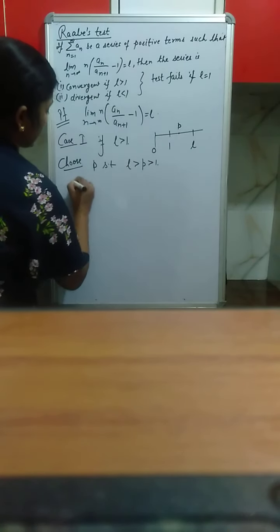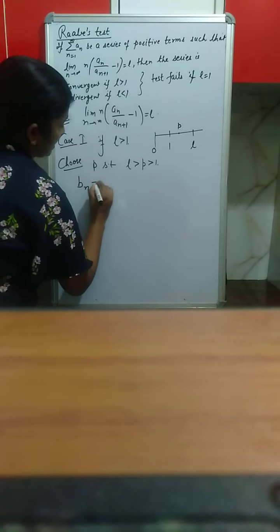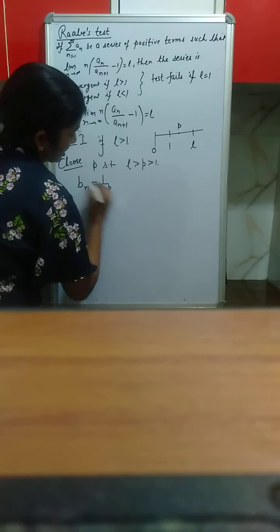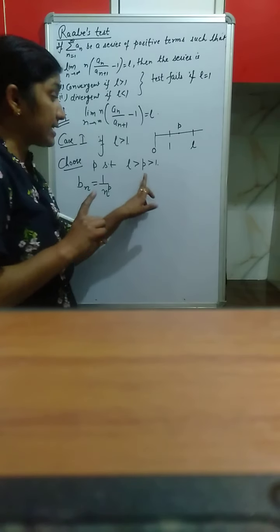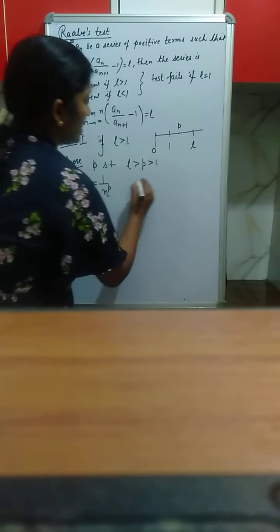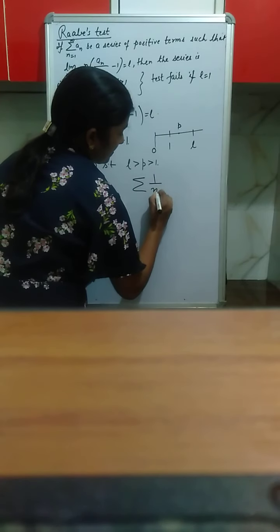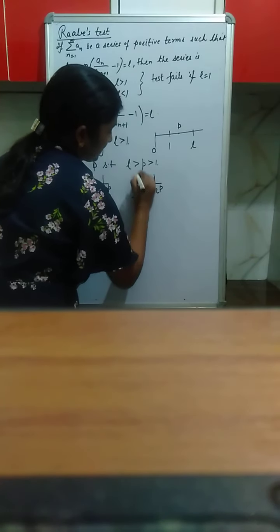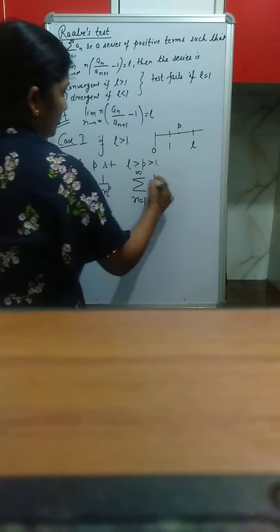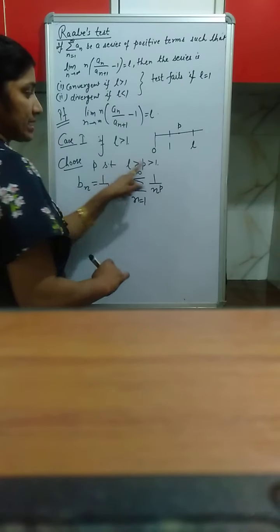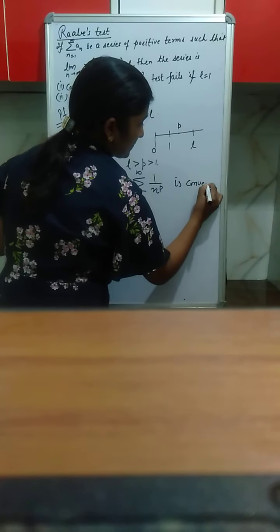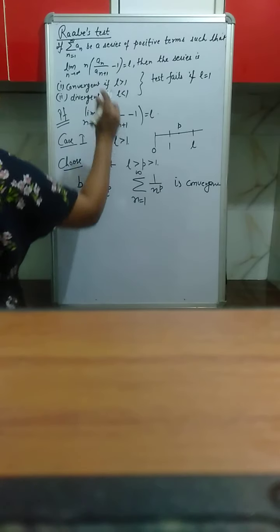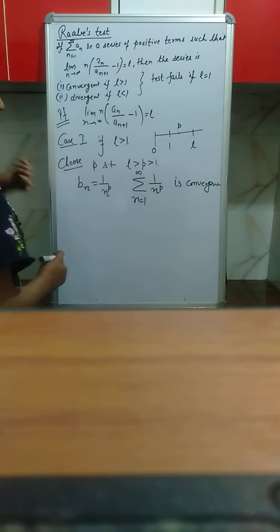Now we choose another series, summation B_n, such that B_n is 1 upon n raised to the power P, and P is greater than 1. The series 1 upon n raised to the power P is the hyperharmonic series, which is convergent for P greater than 1, and we have P greater than 1. So clearly summation B_n is convergent.